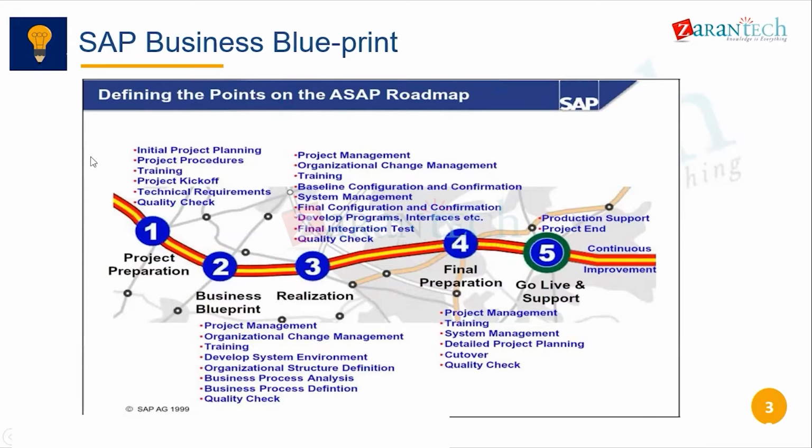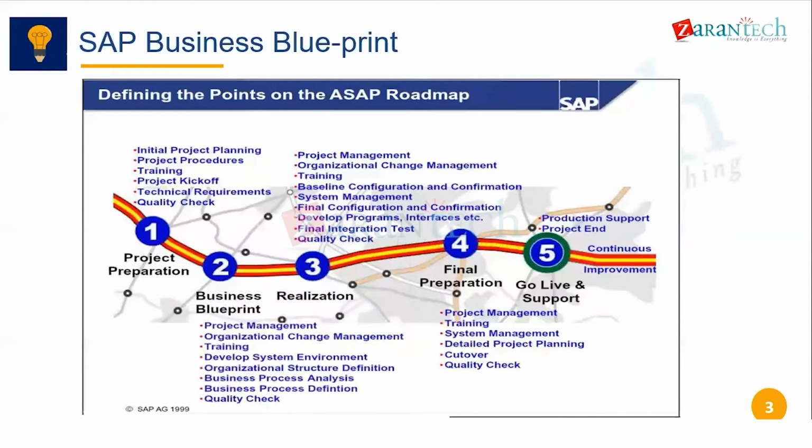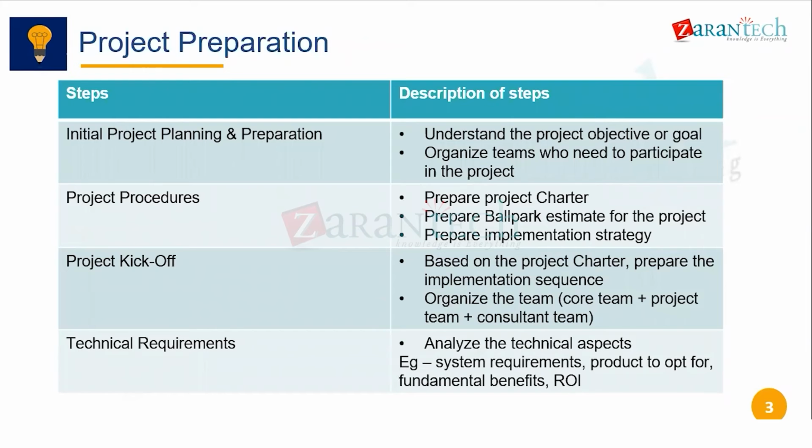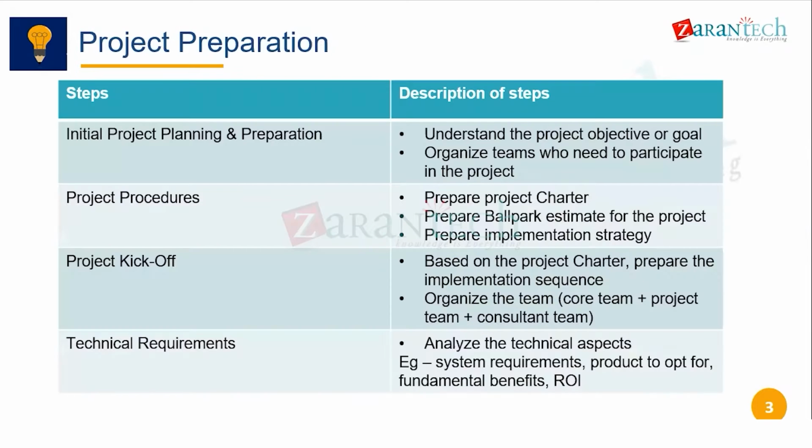So basically, it starts with the project preparation phase. Let's say we have 4 phases before the go live, which are project preparation, business blueprint, realization, and final preparation, right? So these 4 phases are there before the go live. Let me put some real example around it. As we have discussed, we have 4 phases of the project: project preparation, blueprint, realization, and final preparation.